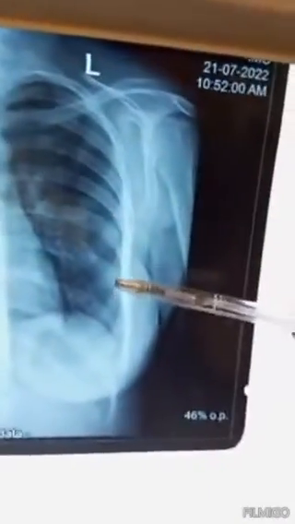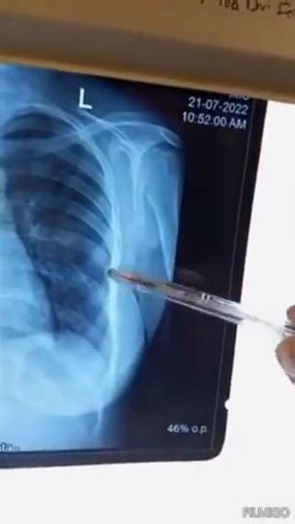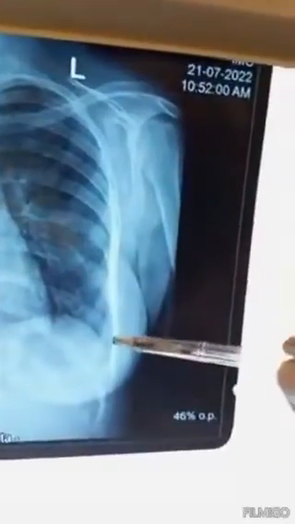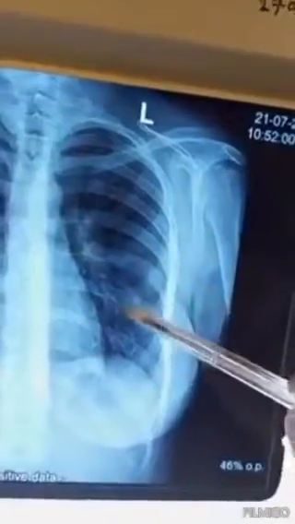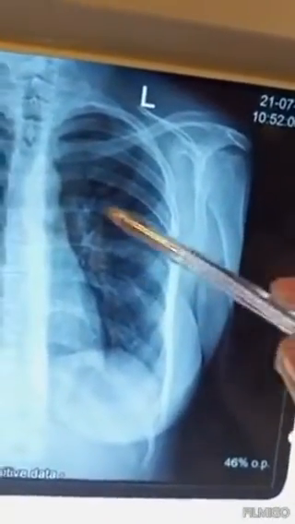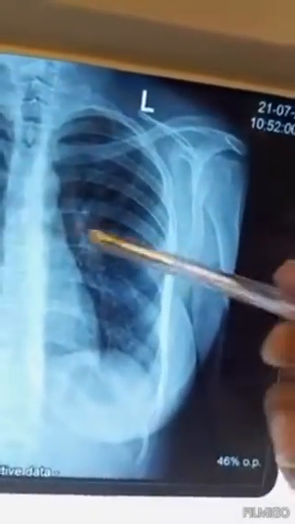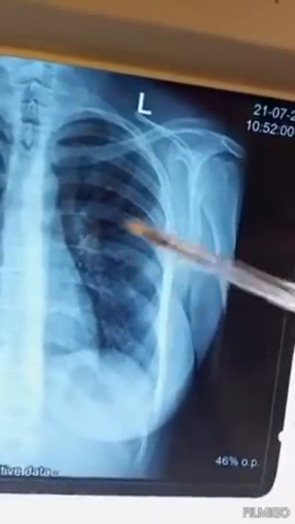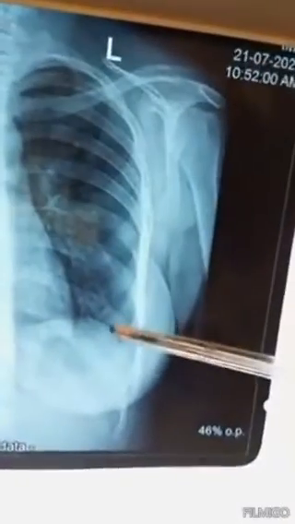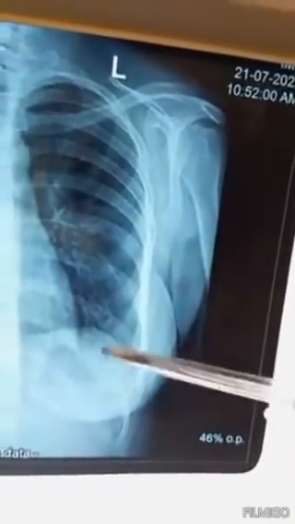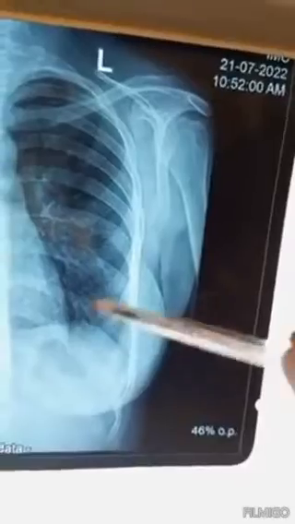So this is a costophrenic angle, and you can clearly see that this is clear, having mild opacities which are normal because of these arterioles, alveoli, and soft tissues, etc., right? So we can take it as normal, and this is the costophrenic angle. So it is clear, so it means there is no pleural effusion on the left side, neither on the right side.